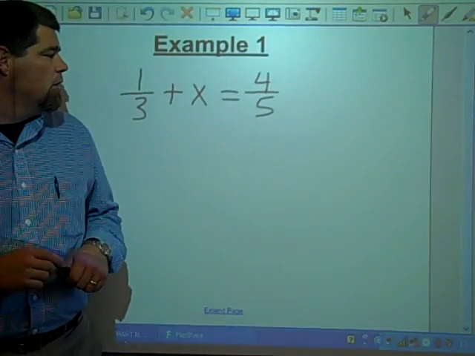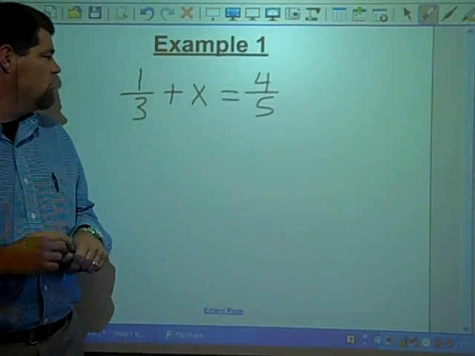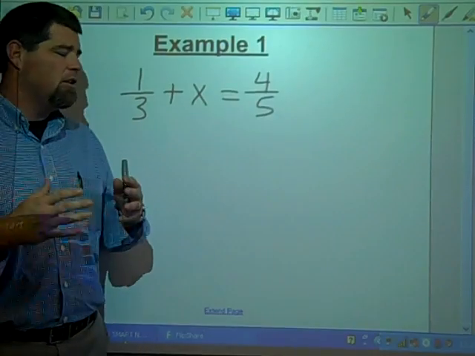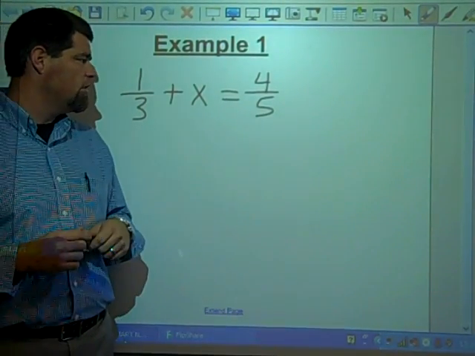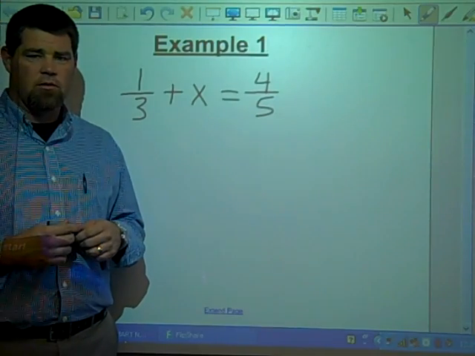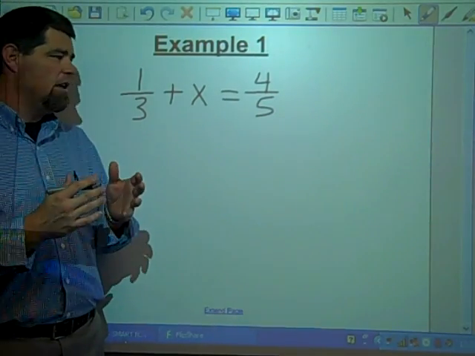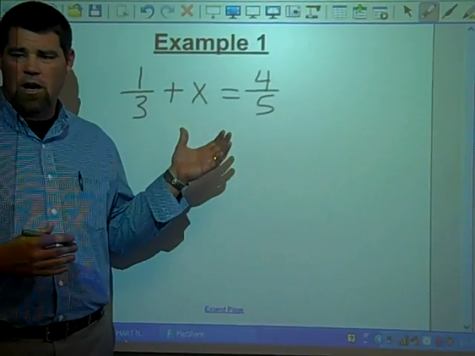We're going to be talking about solving one-step equations using fractions by the subtraction method. Okay, here's our first example. We have 1/3 plus x equals 4/5. Now we want to isolate the x on this side of the equation by itself.